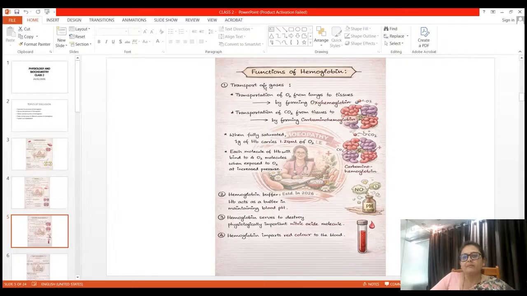Functions. So, what are the basic functions of hemoglobin? Transportation of oxygen from lungs to tissues by forming oxyhemoglobin, and transportation of carbon dioxide from tissues by forming carbaminohemoglobin. Transportation of oxygen is most important. More than 95% of oxygen is transported through hemoglobin from lungs to tissues, because hemoglobin has a great affinity for oxygen. Hemoglobin loves oxygen, so that it gets stuck to oxygen very easily.